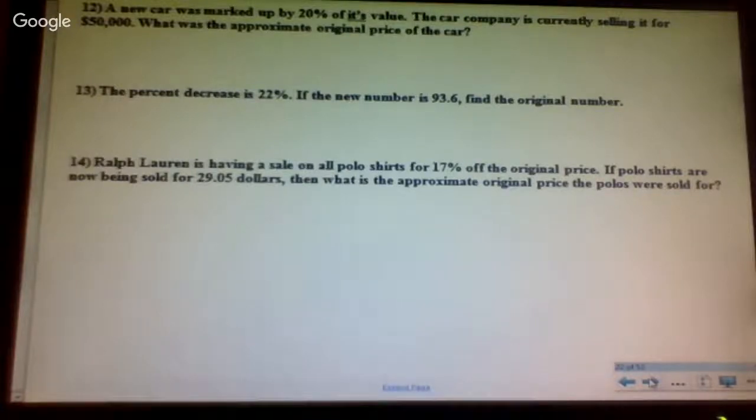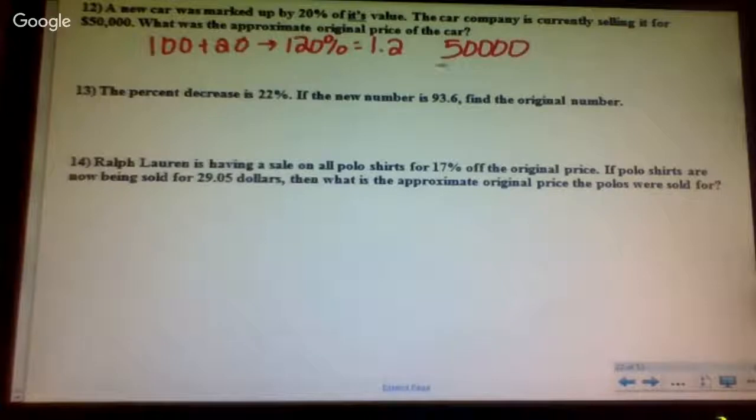We're marking up by 20%. So what am I doing to 100? I'm adding 20. I'm marking up, so it's going up. That's 120%, which is 1.2 as a decimal. Again, because we're looking for the original price, we need to go backwards. So we would take 50,000 and we're dividing by 1.2 to work backwards instead of multiplying. How much was the original price of the car? $41,666.